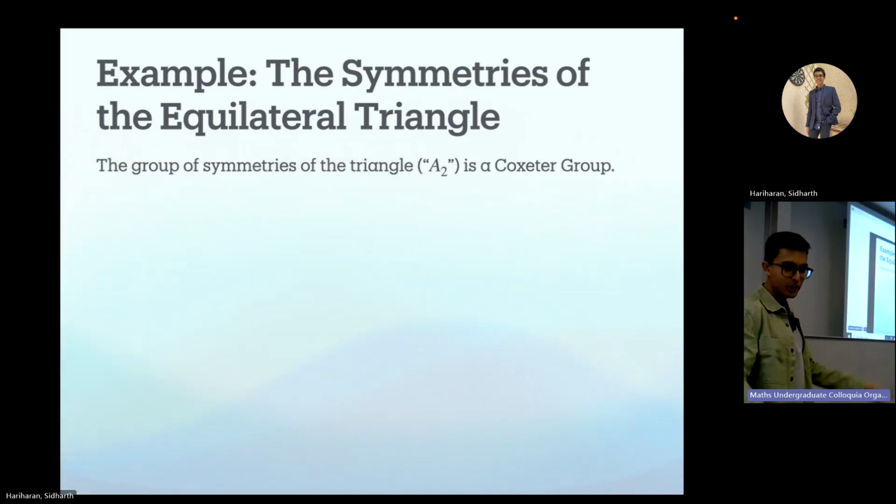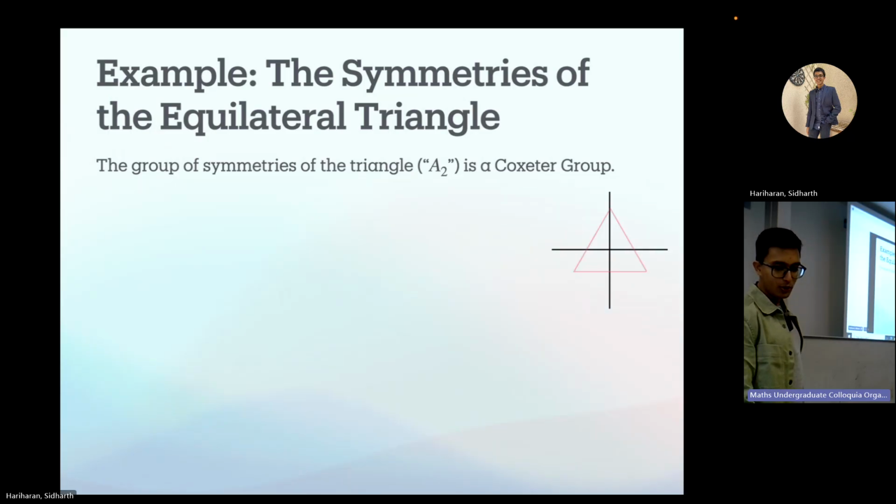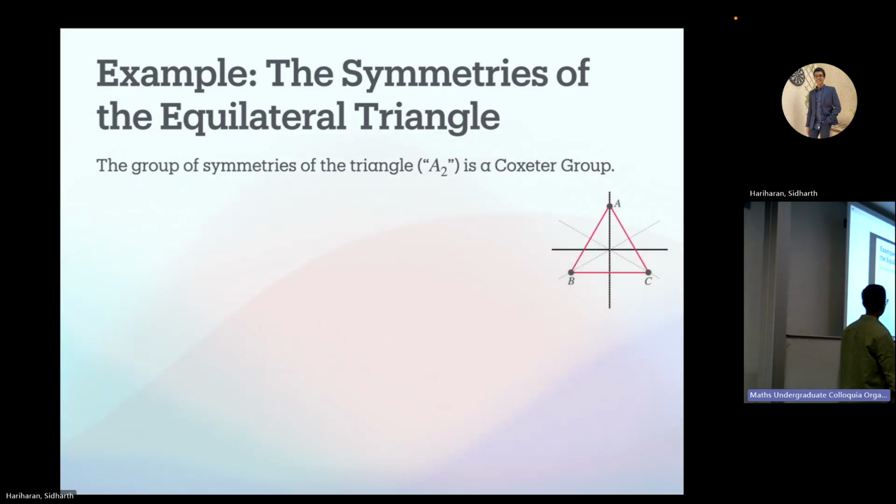When we think of it geometrically, the reason for this will become apparent, hopefully, towards the end of the talk. All right, so let's draw the triangle. Okay, so we have an equilateral triangle ABC. We have these gray lines through them, which go from each vertex to the midpoint of the opposite side.